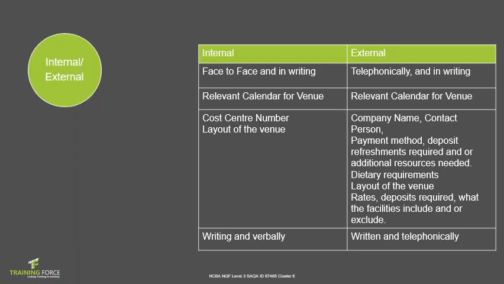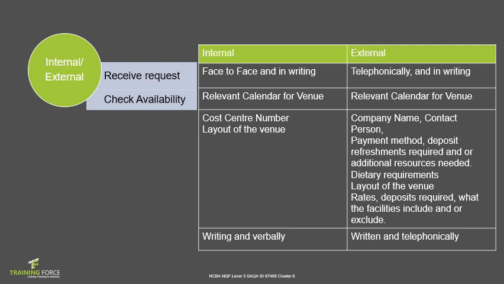So let's just take a recap on the differences between handling internal clients and external clients. So firstly, the process remains the same. We'll receive a request. This will be face-to-face and or in writing. For an external client, it will be telephonic and in writing. Then we'll check availability. In internal, the relevant calendar for the venue is checked. In external, the same thing.